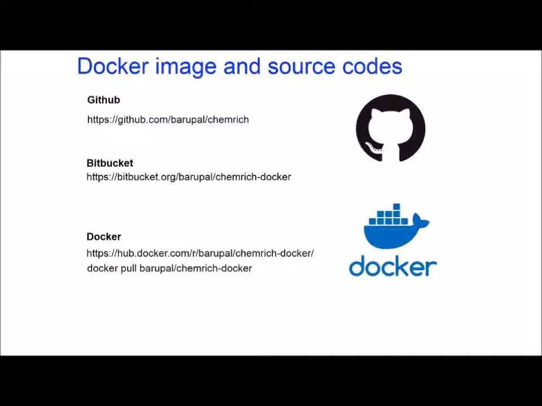We have made ChemRICH available as a Docker image, and source code is available at my GitHub website. The best way would be to download the Docker image and run it. It's straightforward to do it. Otherwise, it's an OpenCPU app, and you need to install OpenCPU and some other R packages to run ChemRICH locally.